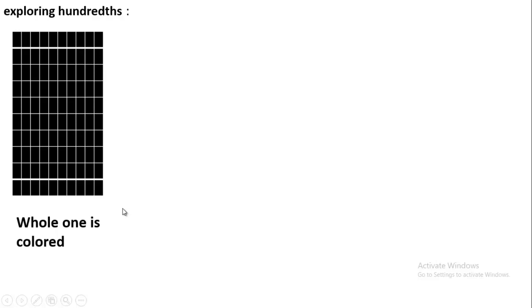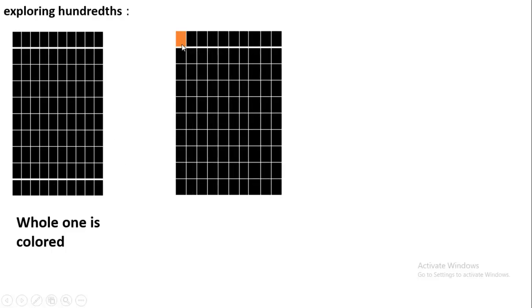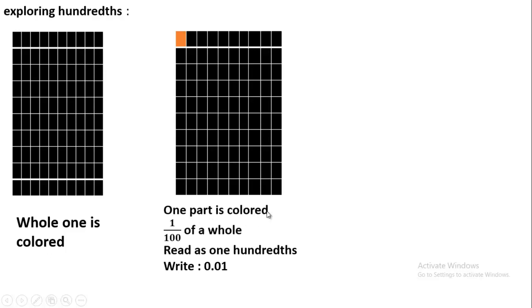Exploring hundredths. If we have a whole rectangle like this and I divide it into 100 equal parts, the whole is one. If I take this small square, it represents 1/100 of the rectangle. So we have one part colored, 1/100th of a whole, read as one hundredth, written 0.01.